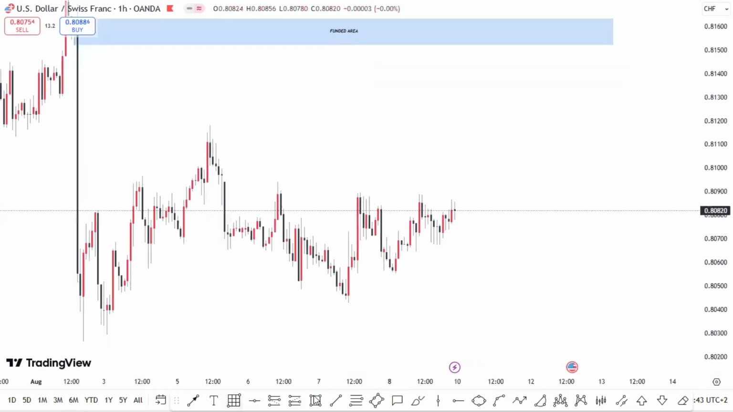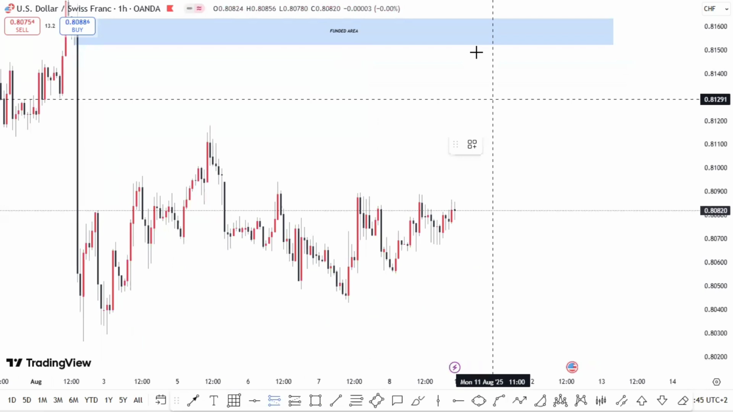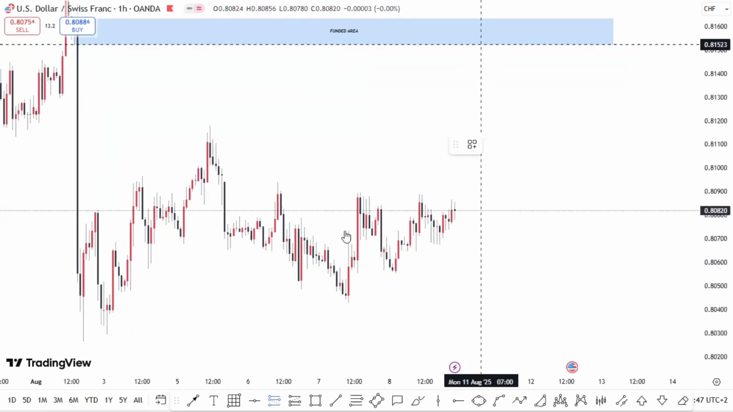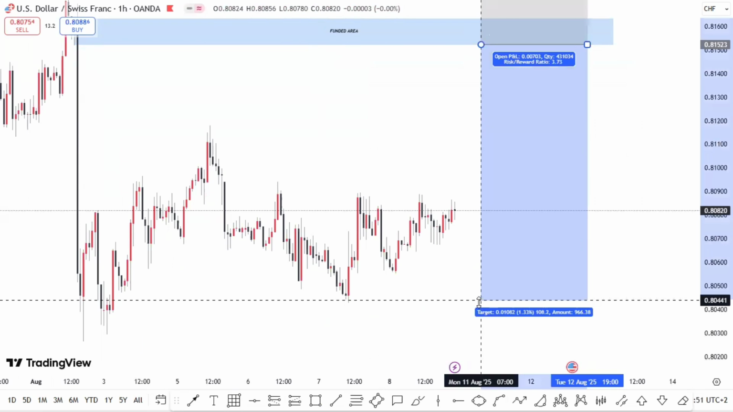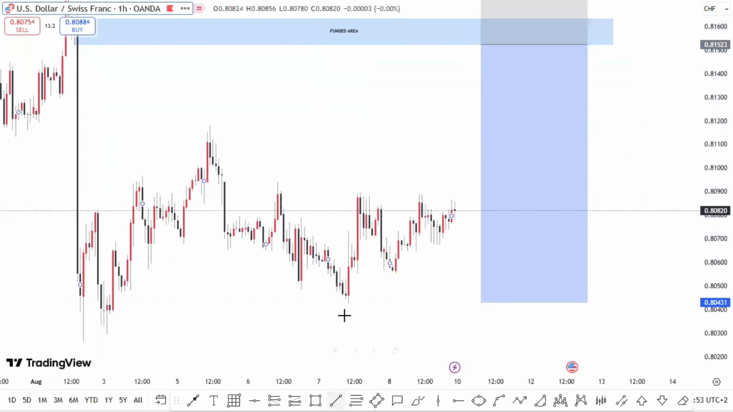Okay, so secondly, let's plot there where our setup will start and end. Okay, draw my break of structure there.